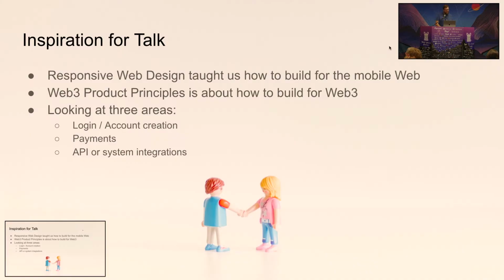And what we're looking at today is, I thought a lot. I've been in tech for 20 years. And I thought about a lot when we moved from desktop to mobile, and responsive web design was a thing. And I've been thinking about, as we've been moving from Web 2.0 to Web 3, what are those same principles? Like, what does it mean to have a Web 3 application? And so I wanted to look into Web 3 product principles around how you log in and create accounts, how you handle your payments, and then a more broad example on API system integrations in a complex manufacturing environment.